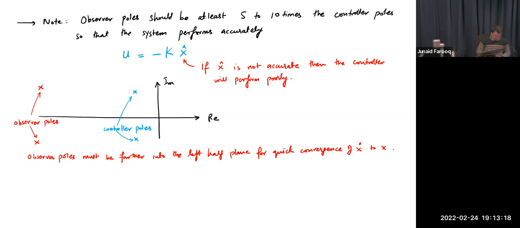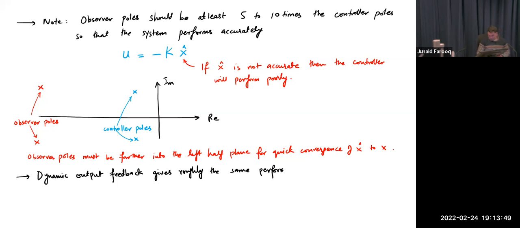Okay, now the dynamic output feedback controller actually gives you roughly the same performance as the non-implementable full state feedback controller.